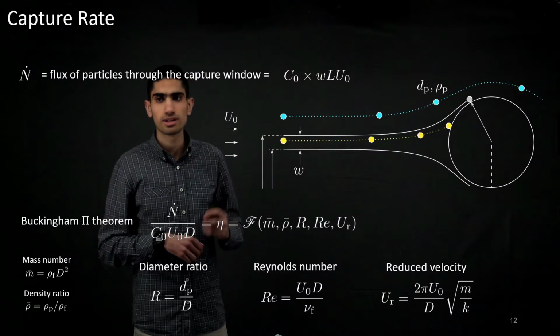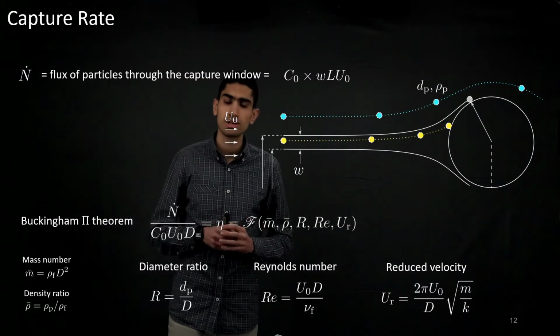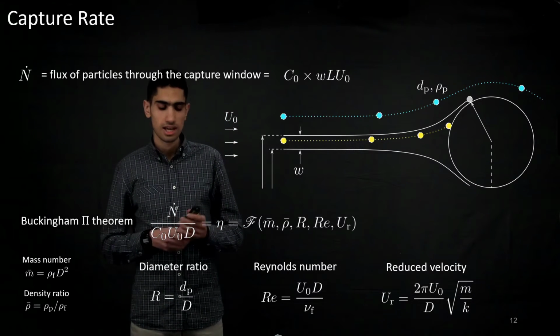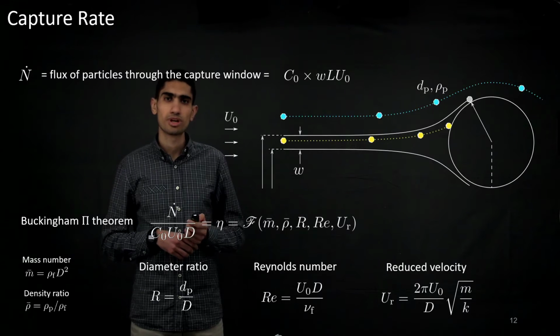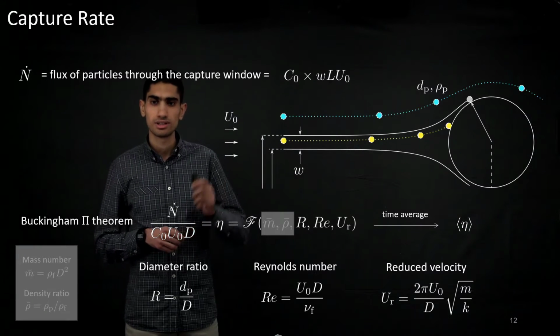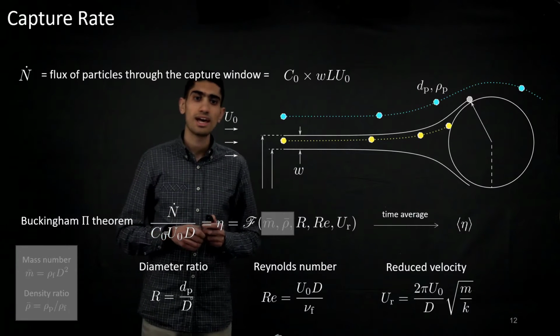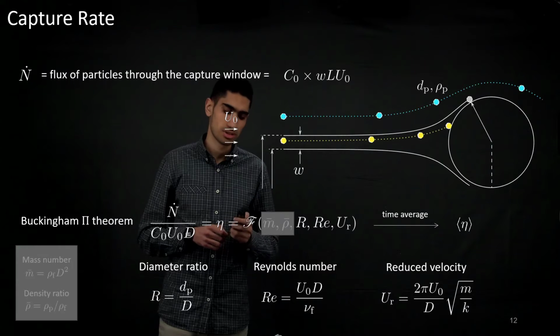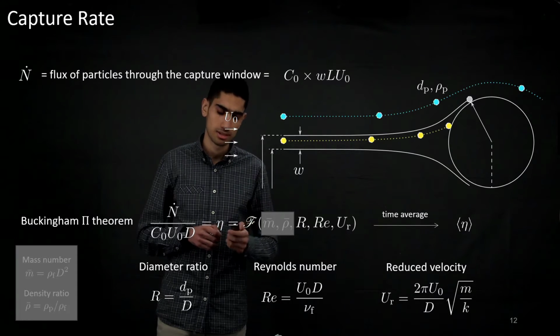And of course, this capture rate will depend on a lot of parameters, but we can reduce them to just 5 using dimensional analysis. And also, we will simplify our problem further by considering only 3 parameters, which are the diameter ratio, the Reynolds number, and the reduced velocity. And also, we only take the time average of the capture rate, eta, in this dimensionless capture rate.